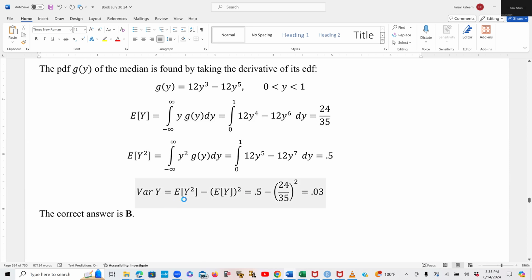Then the variance would just be E[Y squared] minus (E[Y]) squared, so 0.5 minus (24 over 35) squared. That comes out to be 0.03. That's choice B.